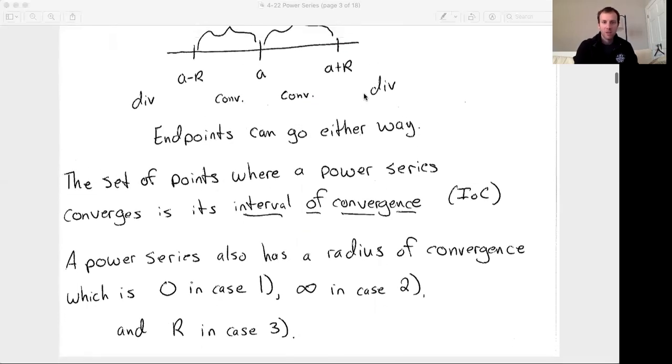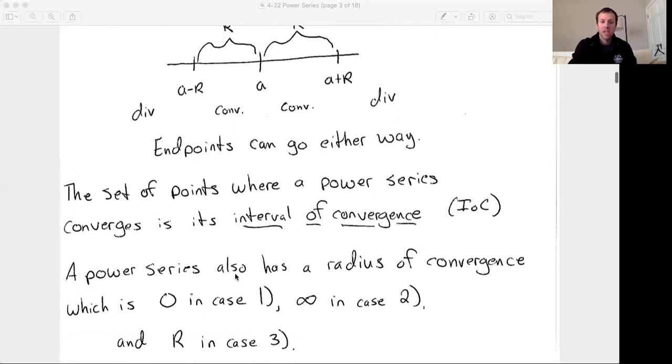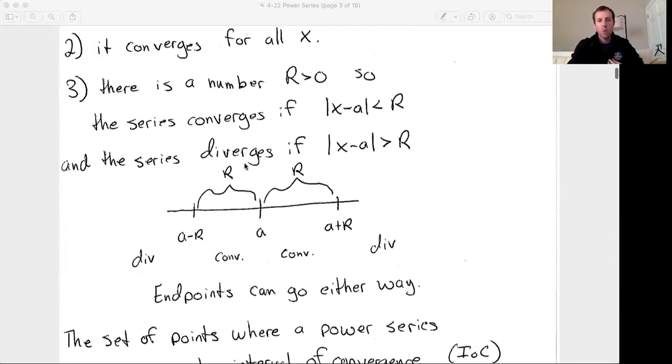And this r value, we can say that power series have a radius of convergence. Think of this as how far it is from the center to the edge of your interval of convergence. In case one, where we only had the center, we'll say the radius is 0, because you don't really have an interval at all. In case two, where everything converged, we can think of the whole real line as an interval of infinite length. And in case three, the radius of convergence is this r. So if you find an inequality that says you converge exactly when your distance from a is less than r, that number r is going to be your radius of convergence.